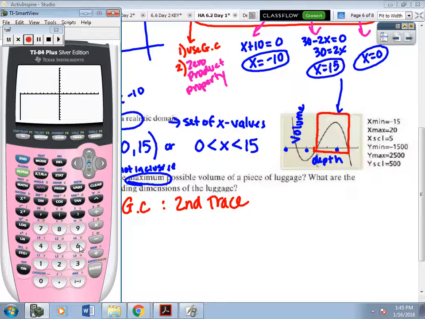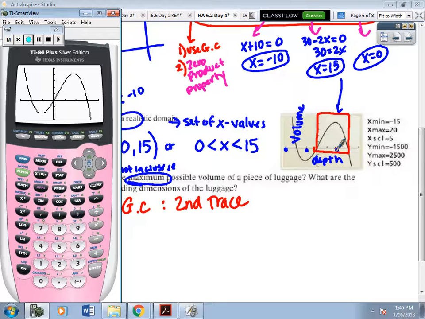So we can go change our window to match up with what they have here. So press window. And let's change our x min to be negative 15. Our x max to be 20. Our x scale, which means what they're counting by, they chose 5. All I'm doing is copying this right from your notes. The y min, they chose to be negative 1500. The y max, 2500. And the y scale, 500. And then do not press zoom 6 after you did all that work, just press graph. And hopefully if you did it right, it should look exactly like what you have on the paper.